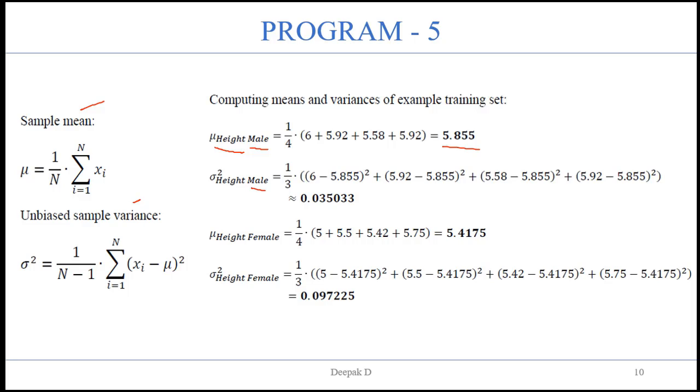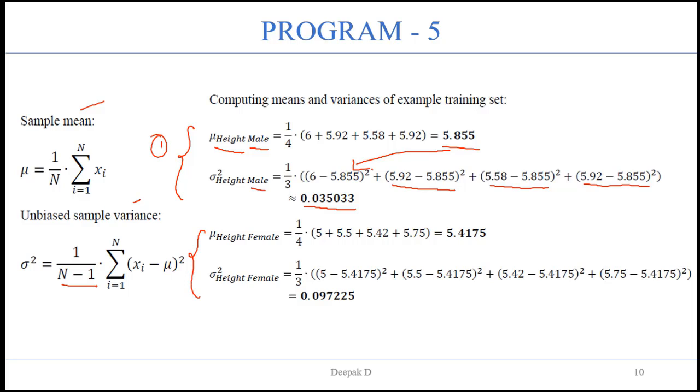So here 1 divided by 3, how do you receive? By substituting these values in this formula. So n is 4 minus 1, 3, and you substitute the value here. 6 minus 5.855, that is what you have received from this mean. Similarly for the second instance, third instance and the fourth instance. So you will receive the value of variance, which is approximately 0.035033. So this is how you calculate with the height with respect to male. This is the first one.